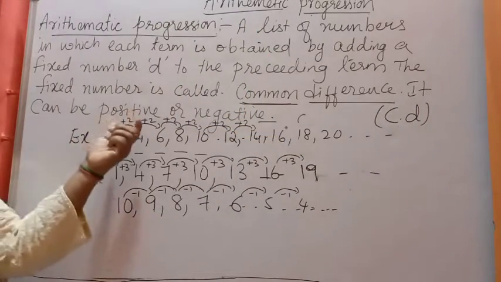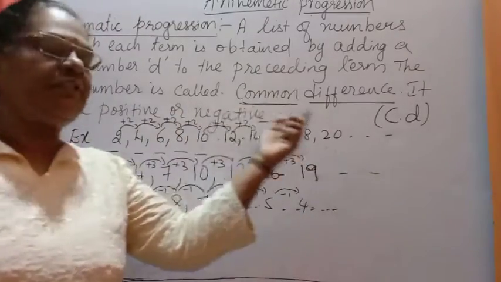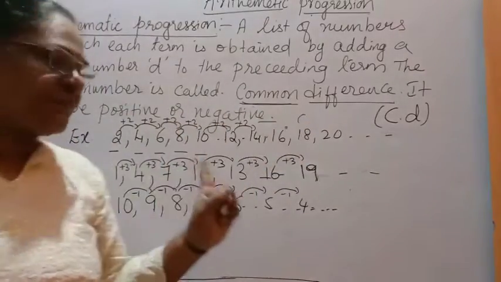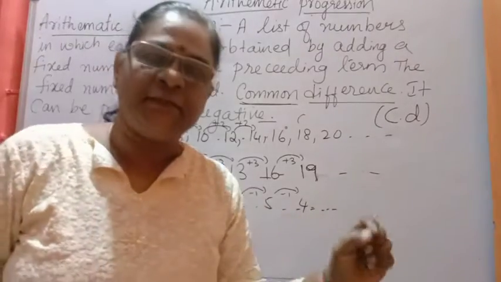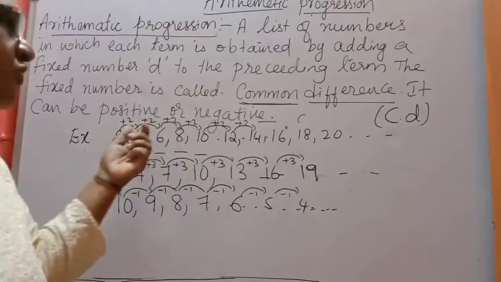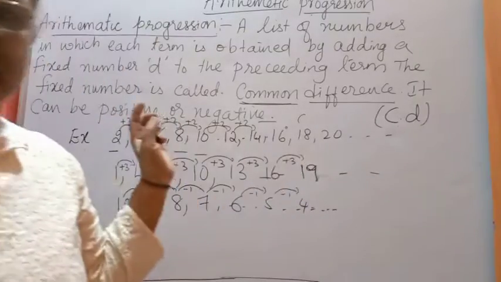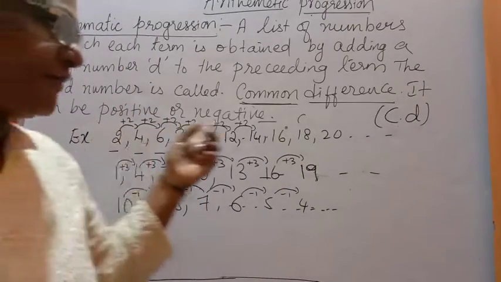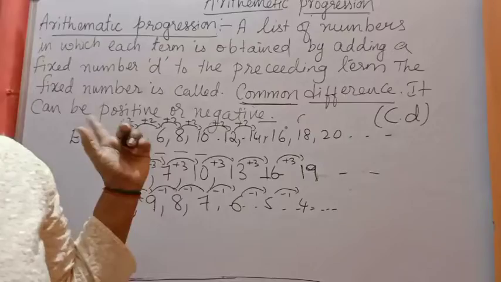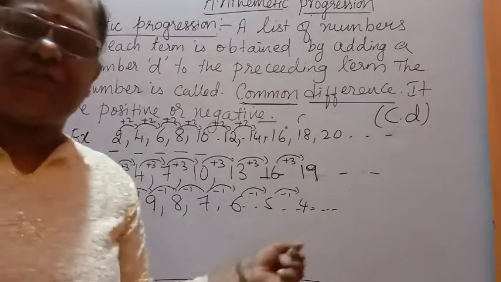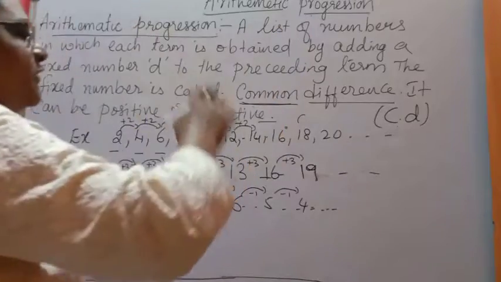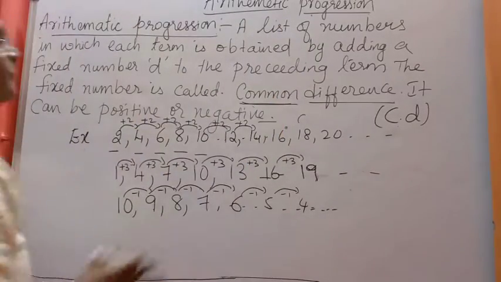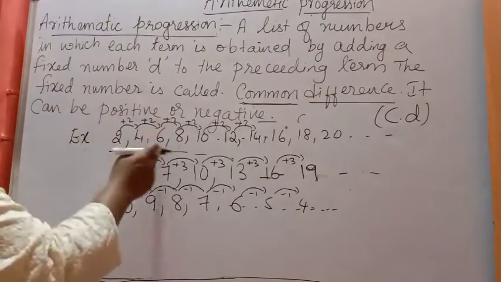The constant term which you are adding here, it is constant throughout the sequence. Here also constant throughout the sequence. Sequence means each term is separated by commas. In a set of numbers, if the terms are separated by commas, then it is said to be in sequence.